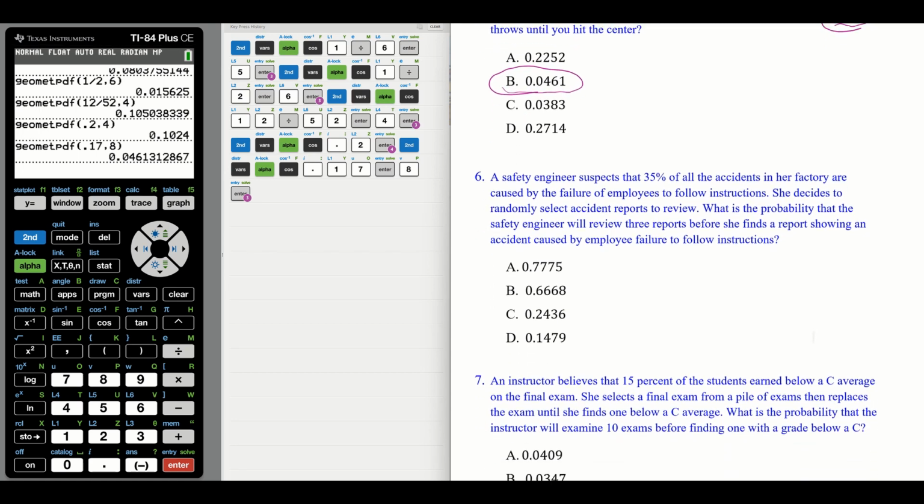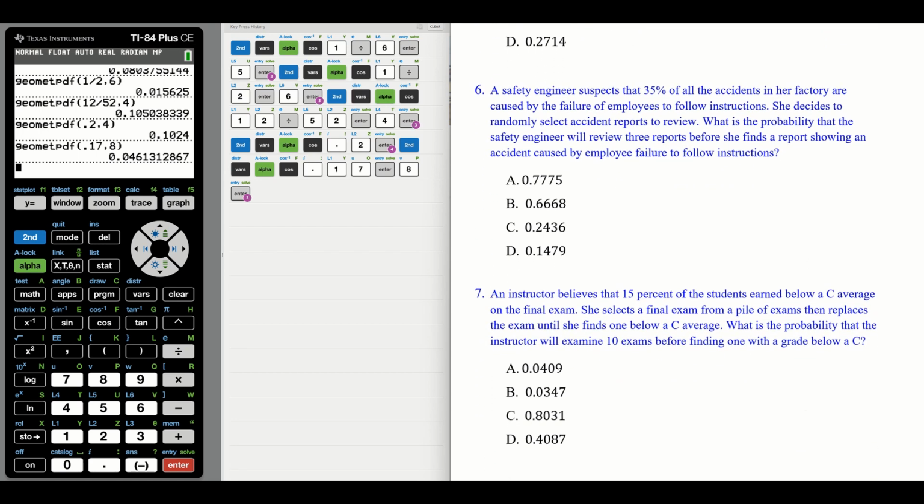All right, let's scoot up. We have 2 more problems. Number 6, a safety engineer suspects that 35% of all of the accidents in her factory are caused by the failure of employees to follow instructions. She decides to randomly select accident reports to review. What is the probability that the safety engineer will review 3 reports before she finds a report showing an accident caused by employee failure to follow instructions?